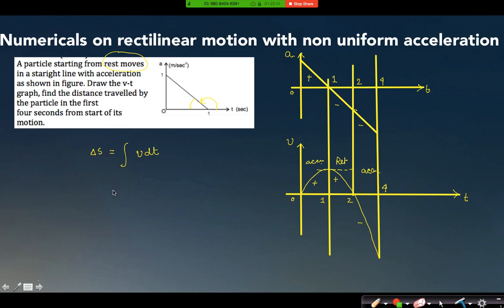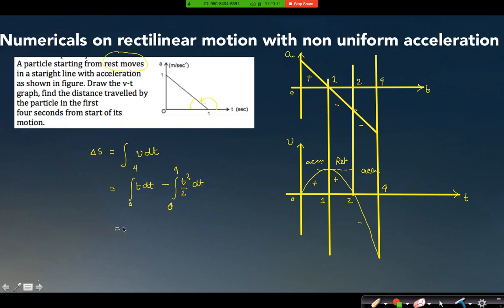So I will put the value of v here, which is t minus t square by 2. And from where to where will I put my limits? 0 to 4. Can you find the value of that integration from 0 to 4? But that will come negative. Yes, that will come negative. No problem. Displacement can be negative.